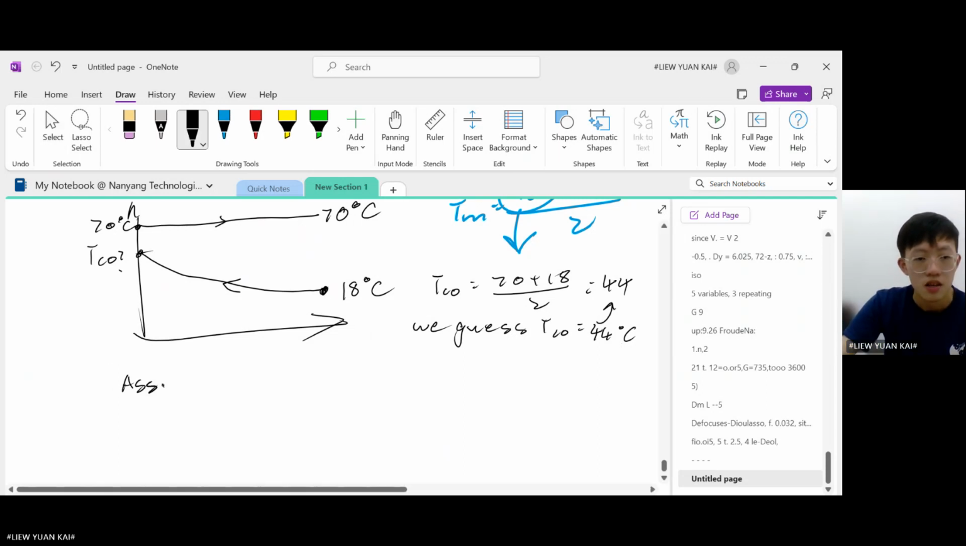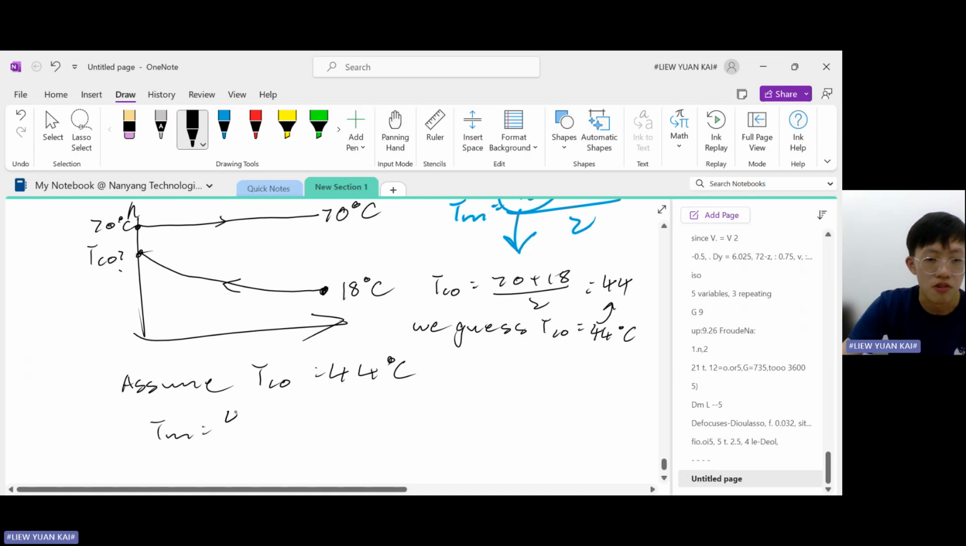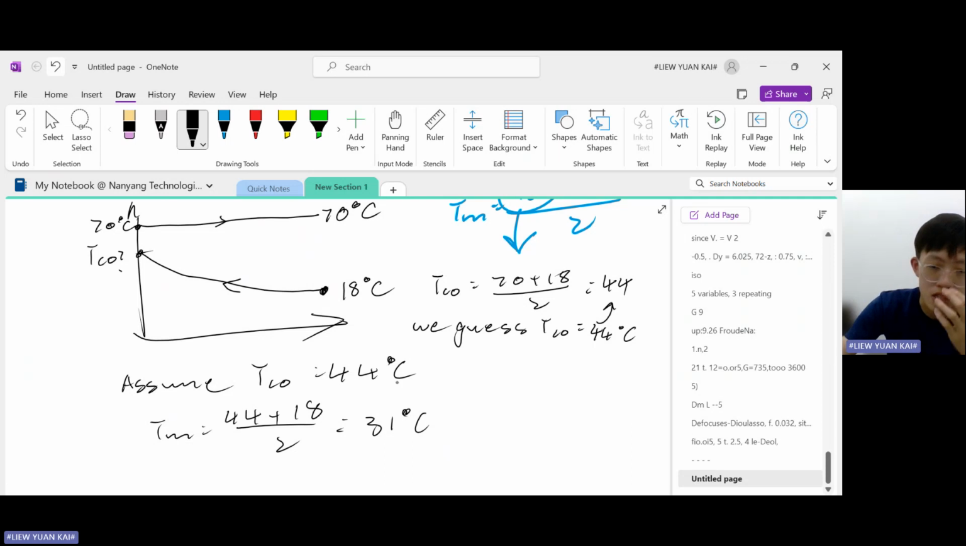So assume TCO is equal to 44 degrees Celsius. Then Tm is equal to (44 plus 18) divided by 2. So this is the outlet and the inlet temperature of the water divided by 2. Then you get the average temperature of the cold water, which is 31 degrees Celsius. Now, you know that 31 degrees Celsius doesn't appear on the property table, right? So just for the sake of easiness, we can estimate this to be 30 degrees Celsius. Why can I estimate this? Because this 44 was already a guess, so it doesn't have to be accurate.